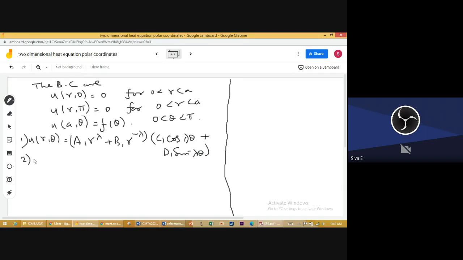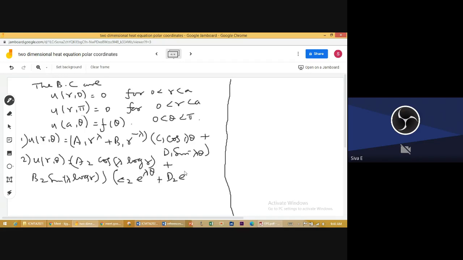The second possible solution is u of r comma theta equals a2 cos lambda log r plus b2 sin lambda log r, into c2 e power lambda theta plus d2 e power minus lambda theta. That is the second one.